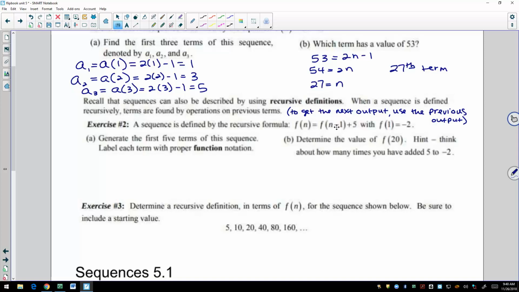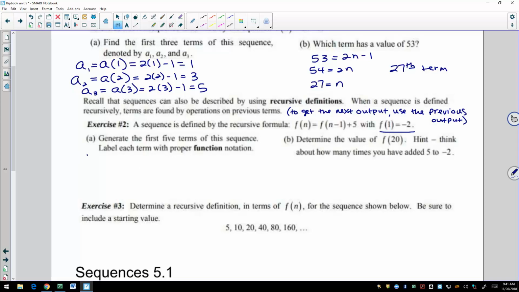So it all depends on, they have to give you a starting output and input because you're going to need that to get the next one. So they have to give you the first one, and then you're going to use that to find the following inputs. So you could use whatever f of 1 is to then find f of 2. Then you're going to use f of 2 to find f of 3, and then you're going to use f of 3 to find f of 4, and so on. So they have to tell you one input and output, and then you're going to use those to find the next inputs and outputs. So generate the first 5 terms of this sequence.